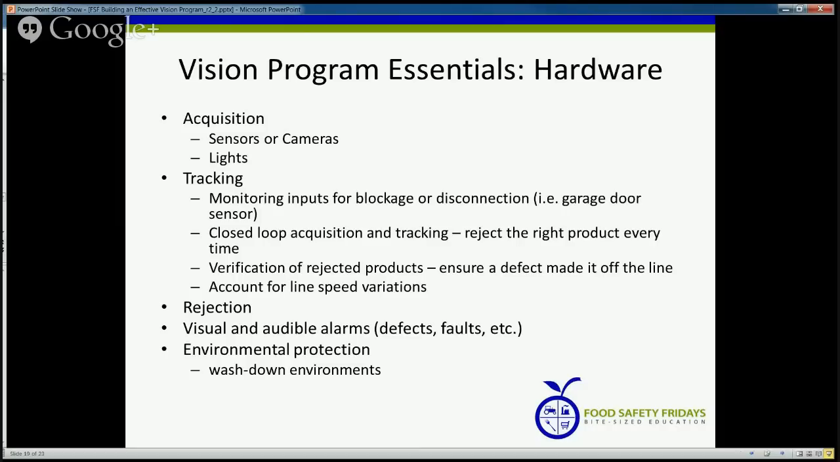Visual or audible alarms, also important. Some way to identify to operators on the plant floor what is the status of the machine, what is the status of the inspection, is everything working properly, or is there some service or attention needed by the operator. And then in cases where you might have washdown in your facility, you may need a different environmental protection from a hardware standpoint for the vision system.